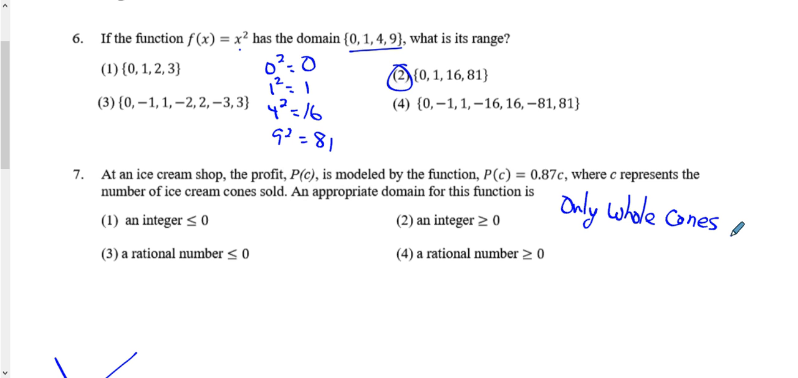Less than 0. So you can sell negative cones? No, it'd be greater than or equal to 0. Yeah. Oh, I couldn't hear you. Mumble. Say it with more confidence.